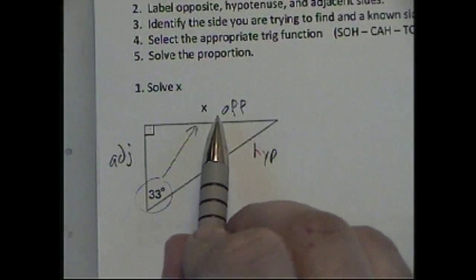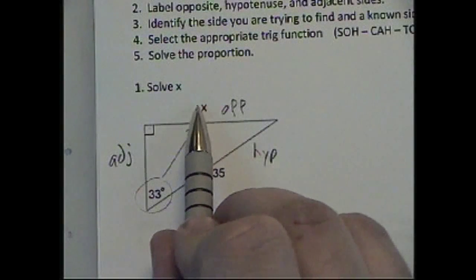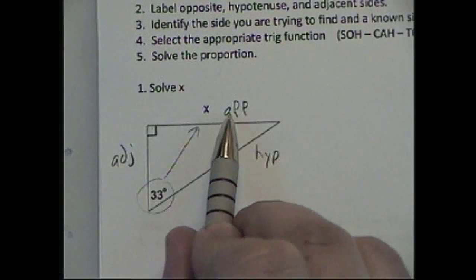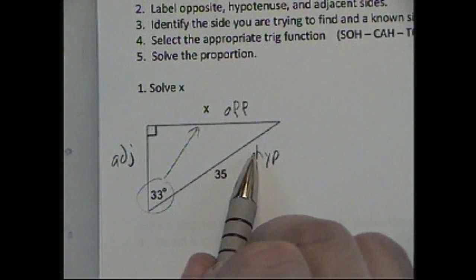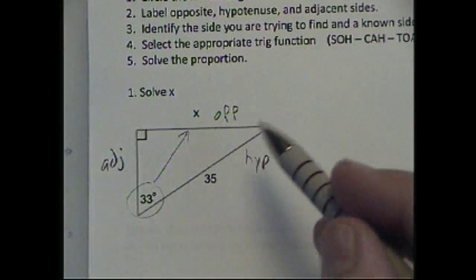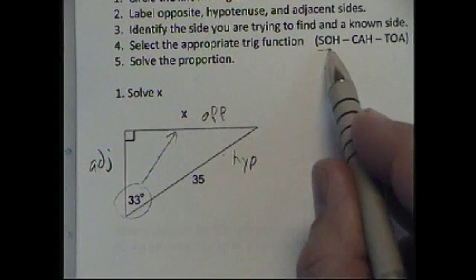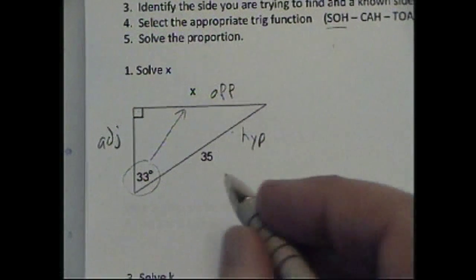We look at the side that we don't know. The one we're trying to find is x. The one that we do know is 35 here. This is the opposite, and this is the hypotenuse. So we need a trig function that uses opposite and hypotenuse. If you look at SOHCAHTOA, that resulting function would be sine.